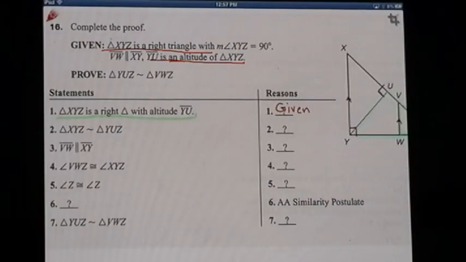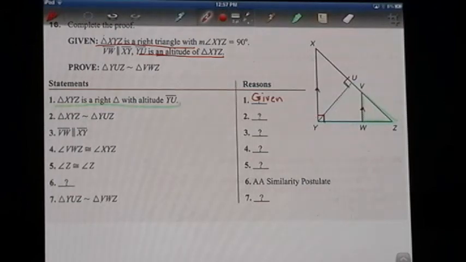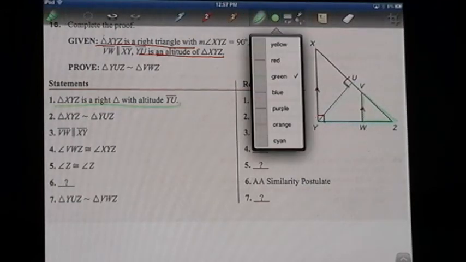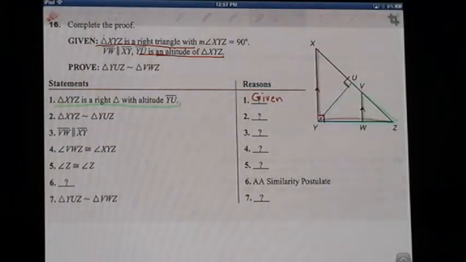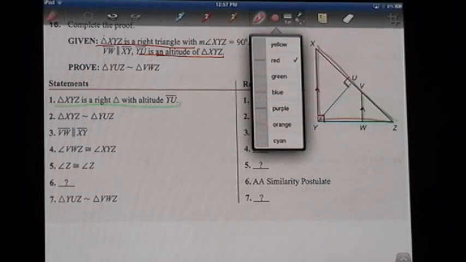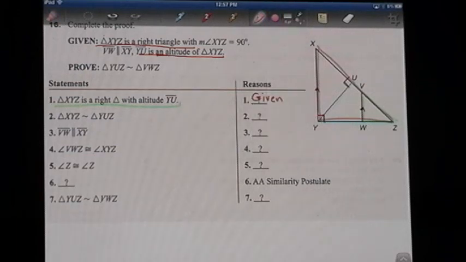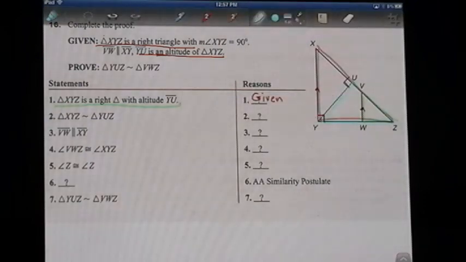Okay. XYZ is congruent to YUZ. Let's mark that over here so we can see what we're looking at. We'll use a different color than what we've used so far. XYZ is a triangle, and it is congruent to YUZ, or not similar, I'm sorry, not congruent, but similar to YUZ. Let's use purple. Oh, we have YUZ, it's in cyan right there. YUZ. Okay, now why is that?